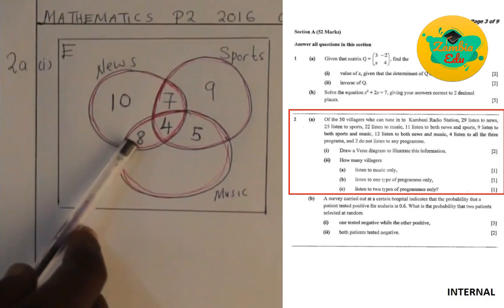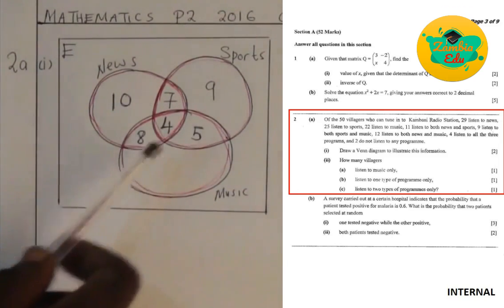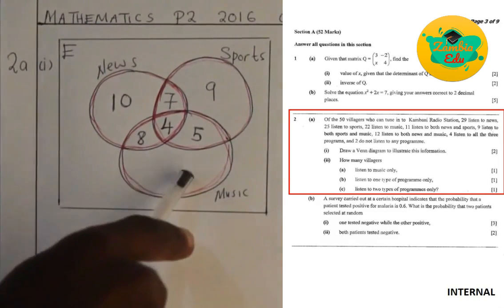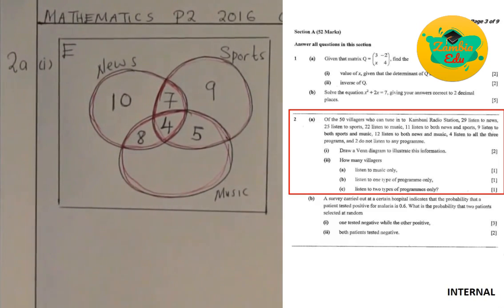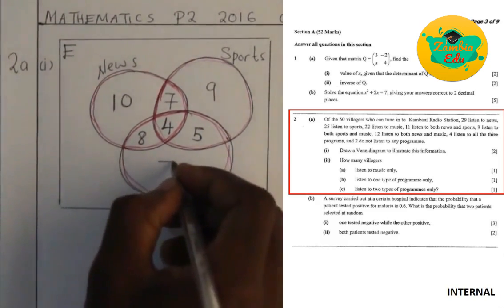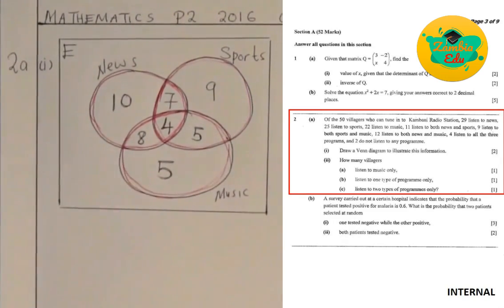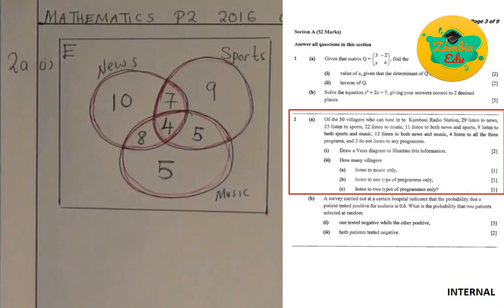So we already have 8. 8 plus 4 is 12. 12 plus 5 is 17. So for us to get what we're supposed to put there, we subtract 17 from 22, and it gives us 5.